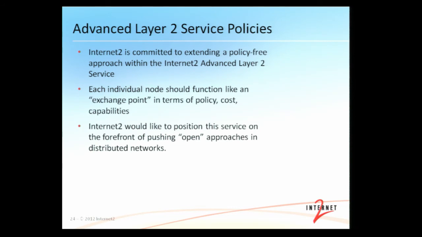So a little bit about our layer 2 policies. We're basically committed to extending a policy-free approach. You can think of each of those Brocade/Juniper nodes for our layer 2 services as functioning like an exchange point, or you can think of the aggregate of them functioning as a distributed exchange point.